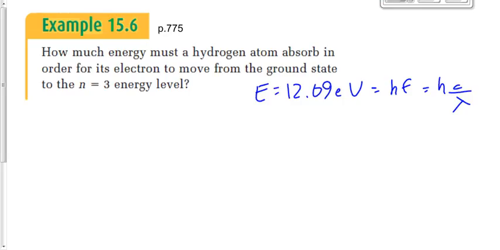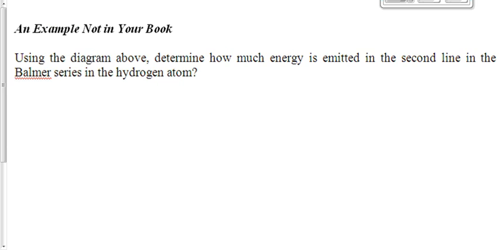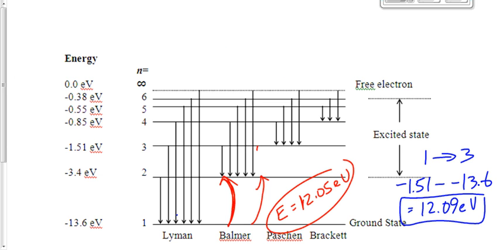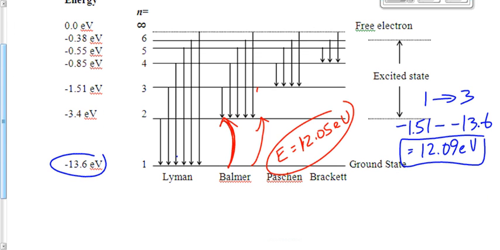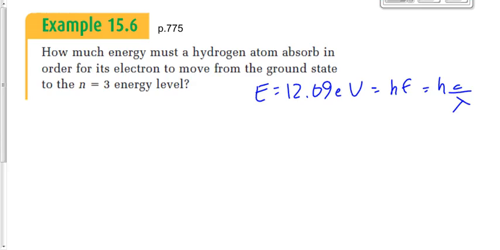Remember, you're never going to use the energy of a particular level. We don't want this energy or this energy. We never set that equal to hf or hc over lambda. We want the difference between those two levels. We want the 12.09, not the negative 13.6. The difference in energy is equal to hf, or hc over lambda.